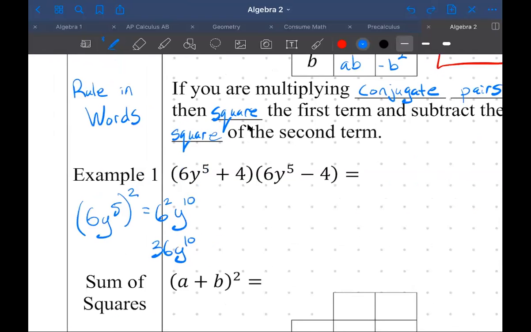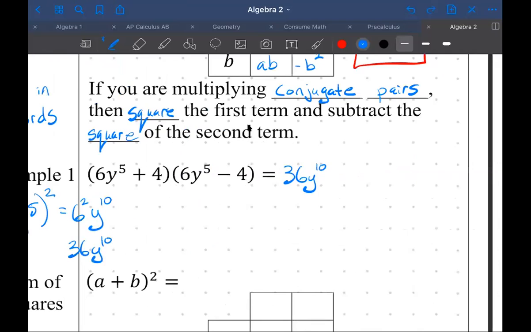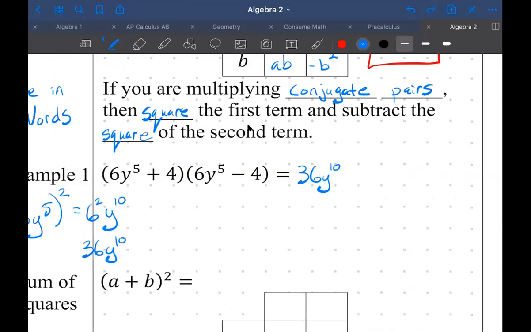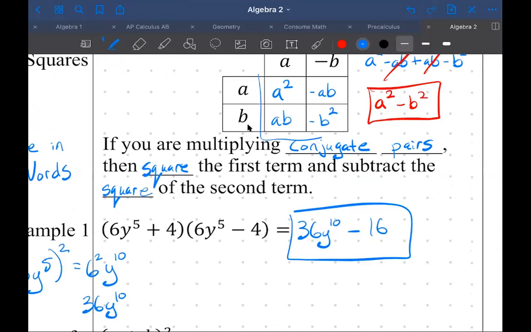So I'm going to come back here and say, okay, 36y to the power of 10. And then in terms of my words, I squared my first term, done. I'm going to subtract the square of the second term. I need to square 4. Oh, I can do that for you guys. 16, done. Box it. That's how fast those go. I mean, it would take quite a while to do this general rectangle. I'm not saying it can't be done, but this is our shortcut.